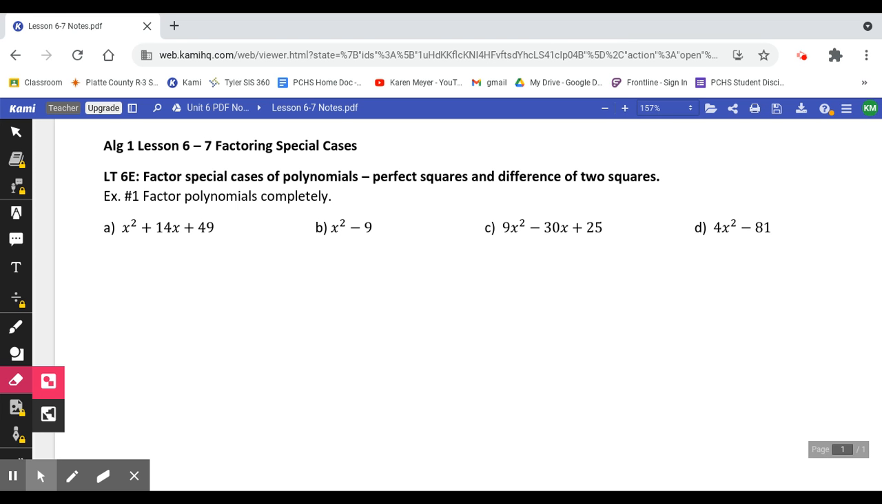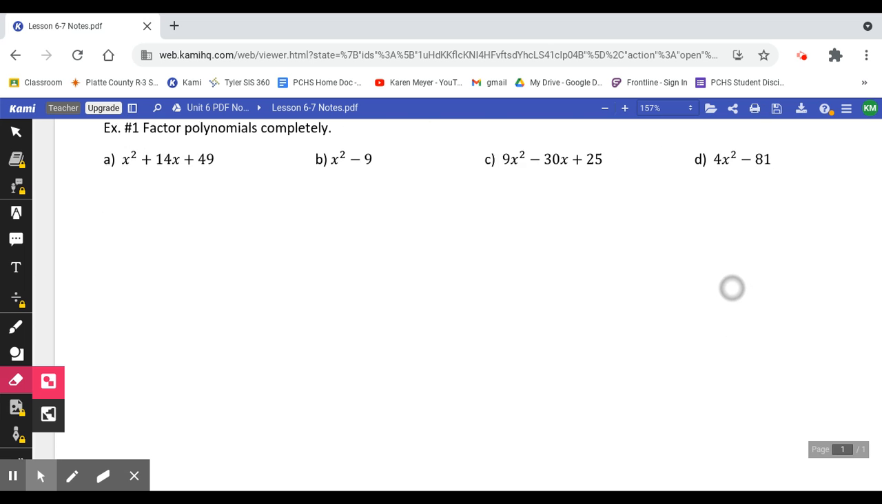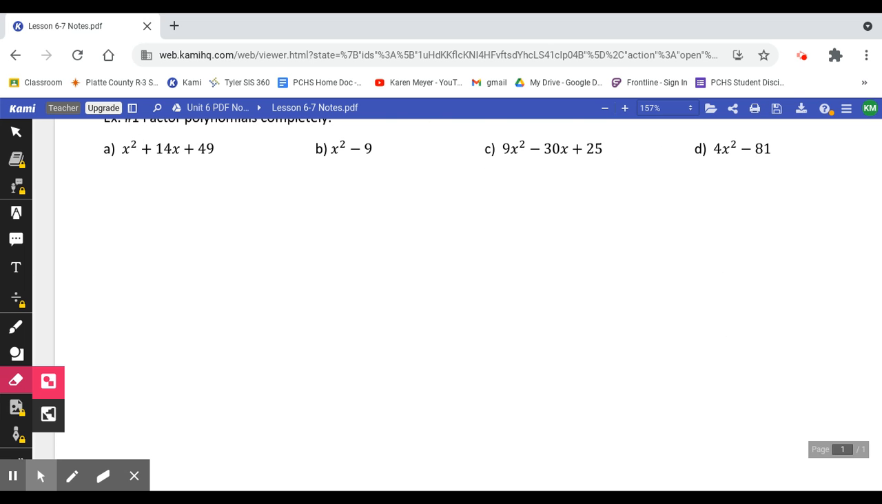Okay, we're still working with factoring, but in this lesson, we're going to be talking about some special cases that can happen while we're factoring. So remember, first step for factoring is we always check for GCF first, which part A does not have a GCF. So let's go with our product. So our product would be 1 times 49, which is 49.